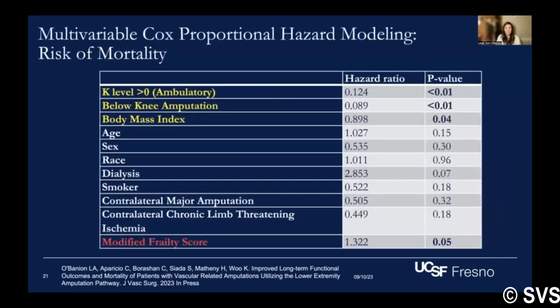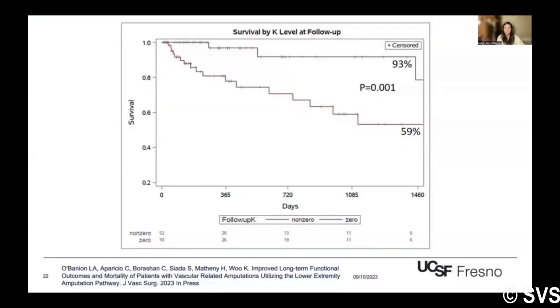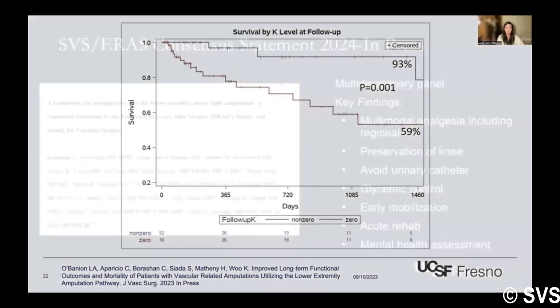And then when looking at mortality, you can see that any patient that has a K level greater than 0, so any component of using that prosthetic, has a significant reduction in mortality, which I think is really important, considering that for decades we haven't been able to move the needle of that 50% mortality in patients with major amputation. And you can see this is even further demonstrated in the survival curve, and you can see a 40% reduction in mortality in patients who are using their prosthetic.